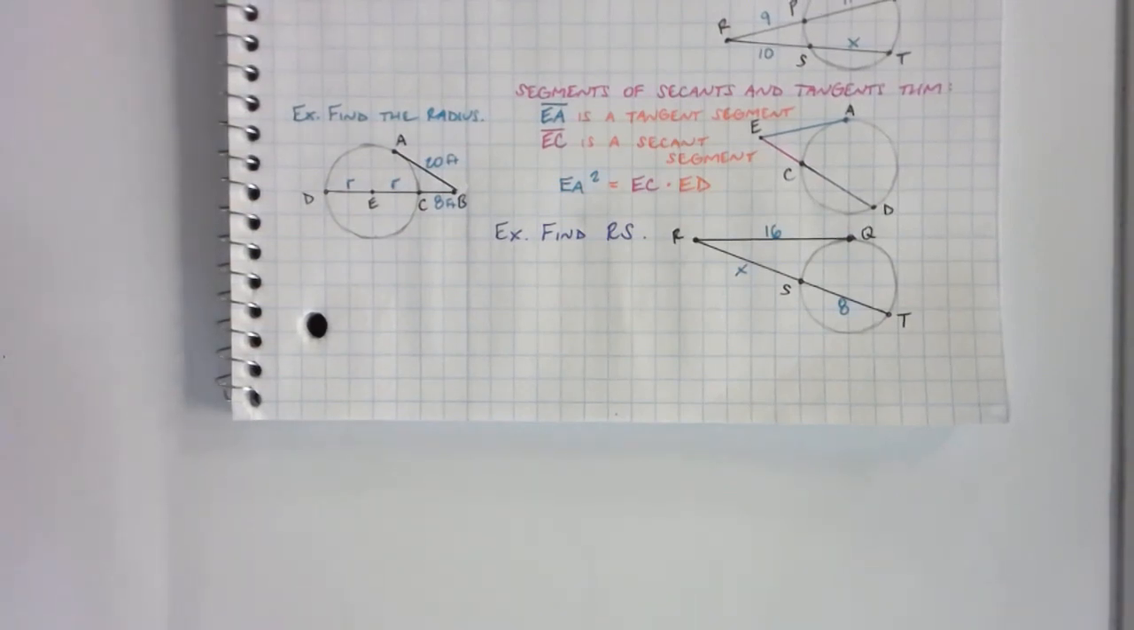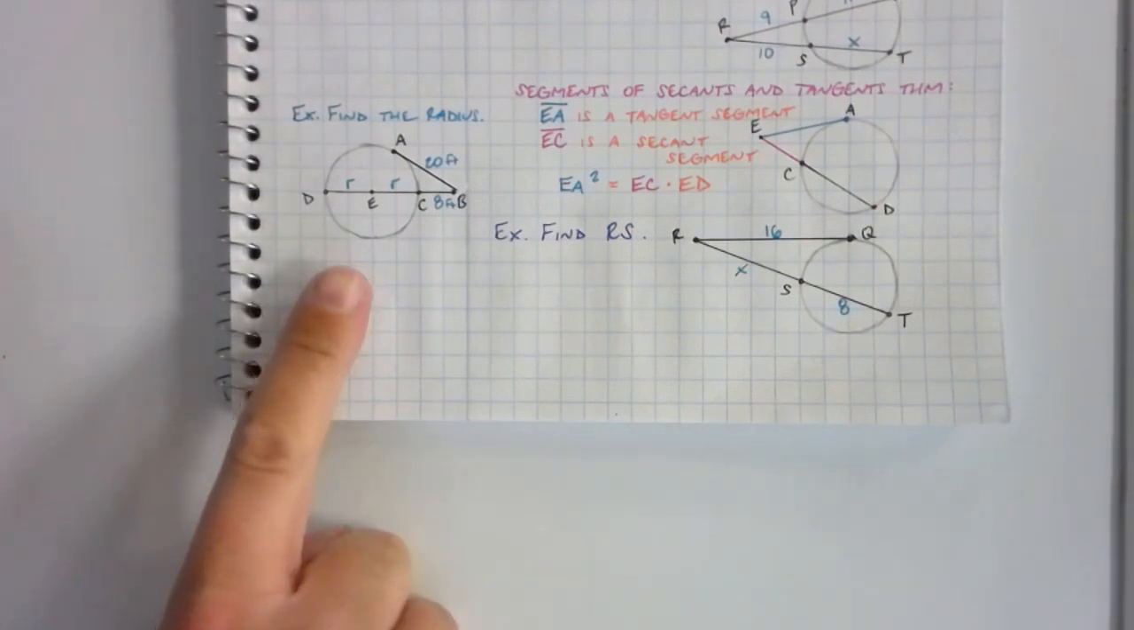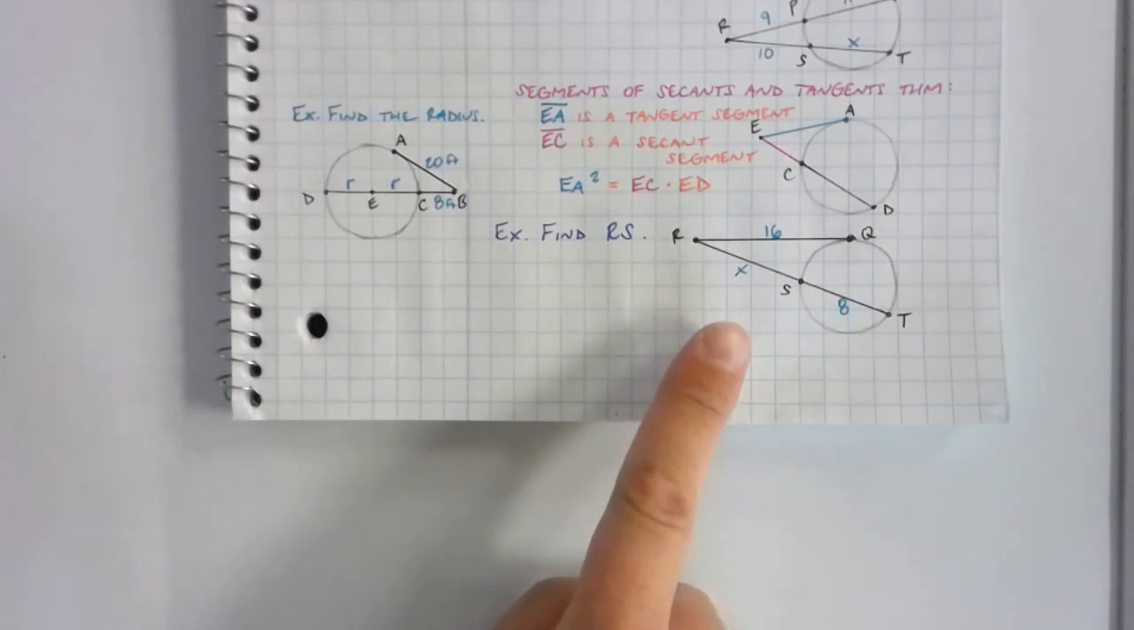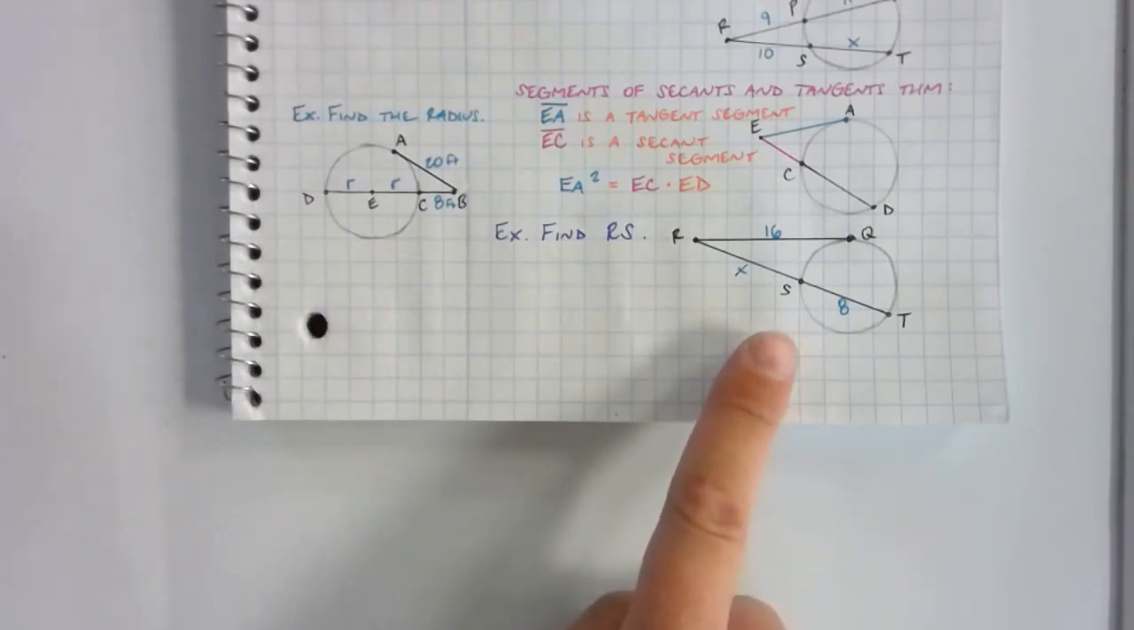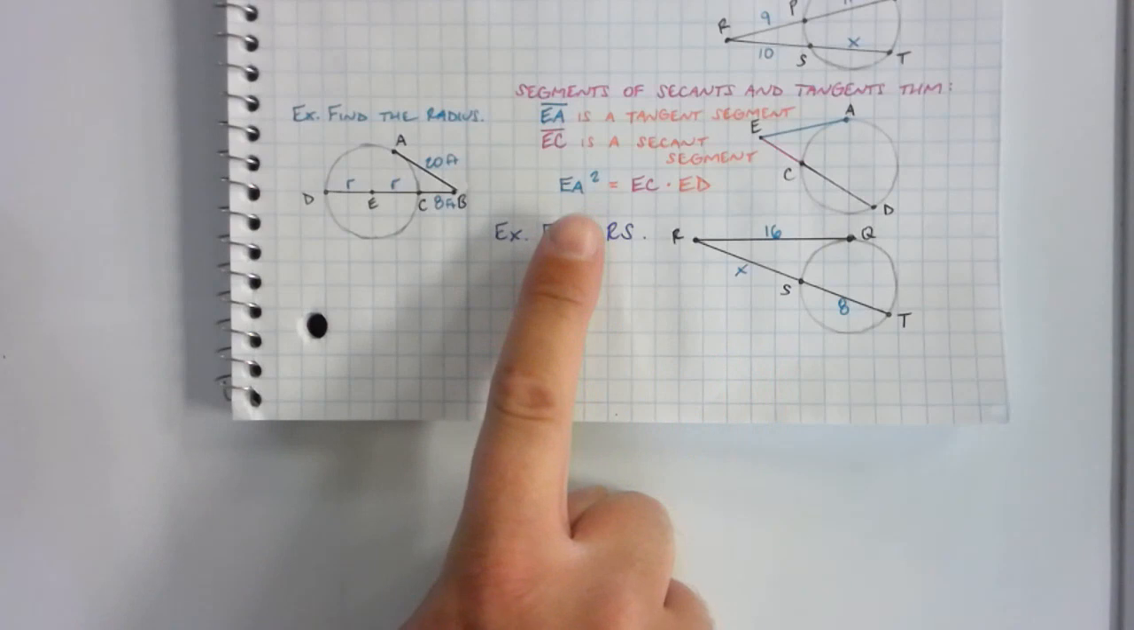All right, clip number 3, section 6 notes, segment relationships and circles. In this clip, we're going to do 2 examples: the one seen here in the margin, and then this last one here at the bottom. In both cases, this is going to be an illustration of the third and final theorem we talked about.